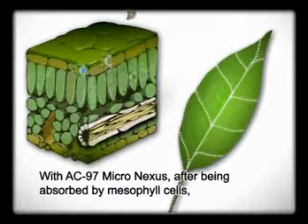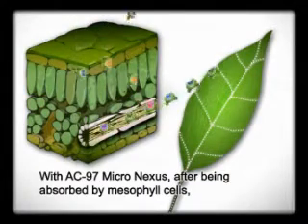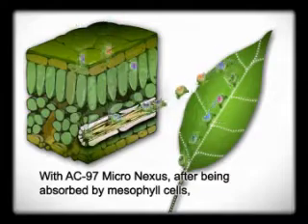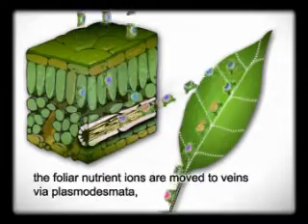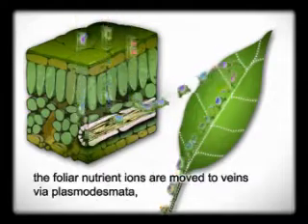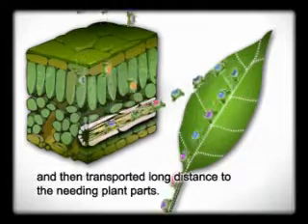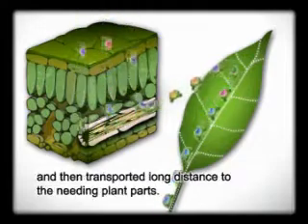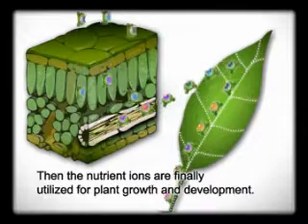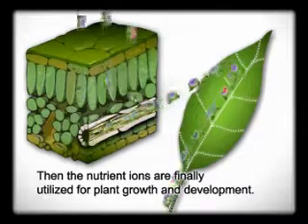With AC97 Micronexus, after being absorbed by mesophyll cells, the foliar nutrient ions are moved to veins via plasmodesmata and then transported long distance to the needing plant parts. Then the nutrient ions are finally utilized for plant growth and development.